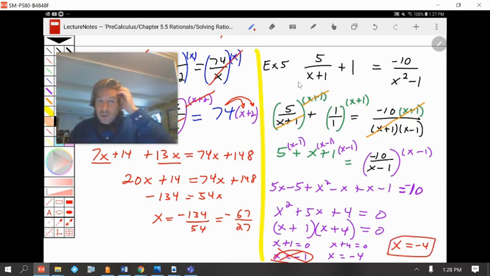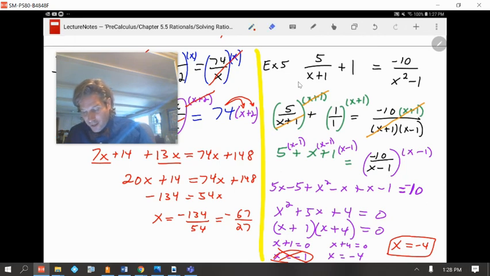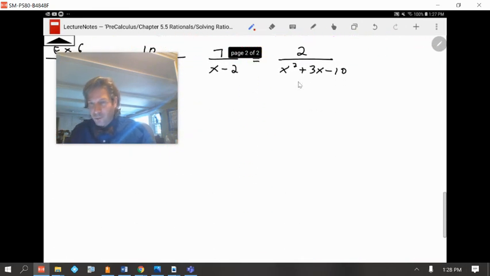Only negative 4. So these directions on the worksheet ask you to check your solution, and you should do that, or else you'll have a boo-boo.